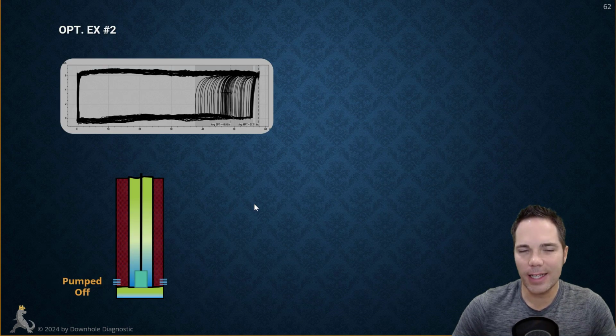So here's a second example. Okay, so this is a well that is pumped off, and pumped off means the fluid level is down here at the pump intake. And here's a series of cards. This is about 80 cards. Okay, so this particular well has 100% fillage. The cards look like this.